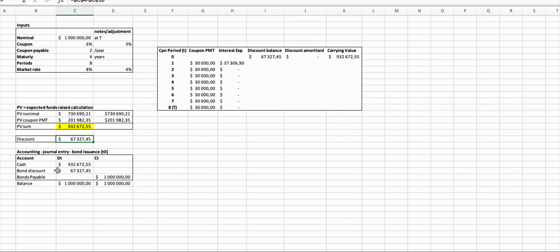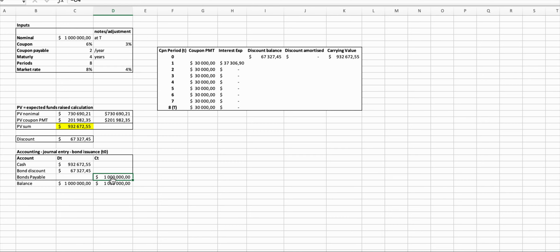So back to the accounting entry at T0. We've determined that at this point we are getting cash. As we know, if cash is involved, we are dealing with cash first. So we know that we are getting the proceeds of the bond, which we calculated as 932,672.55 euros. So this is the cash we are getting. Cash is an asset, so it increases with debits. So we debited cash. Then we know that we will have an obligation or a liability to repay the nominal value of the bond at maturity.